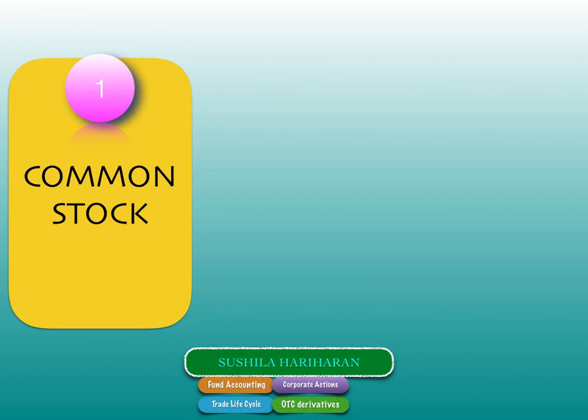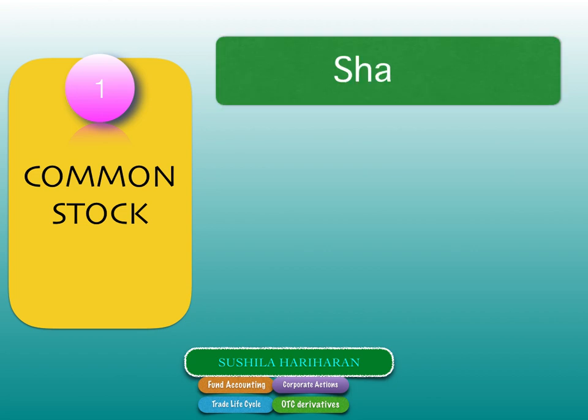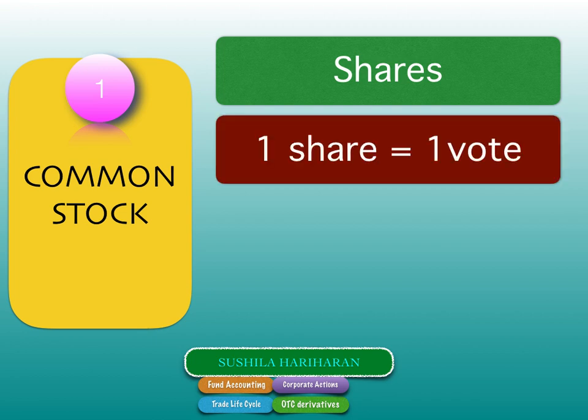The first one is called common stock. When you look at New York Stock Exchange, NASDAQ, and market capitalization of these numbers, they are mainly talking about common stock. Common stock is also called shares in the Indian context, but most probably it's called common stock. If nothing is mentioned about the characteristics of that particular instrument, it will be considered as common stock. One share is equal to one vote.